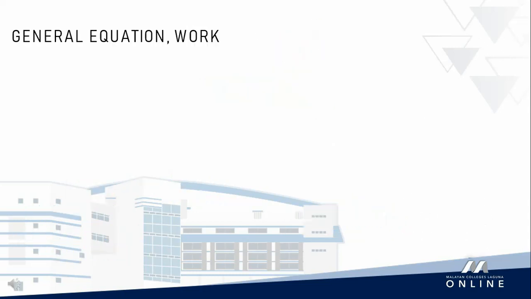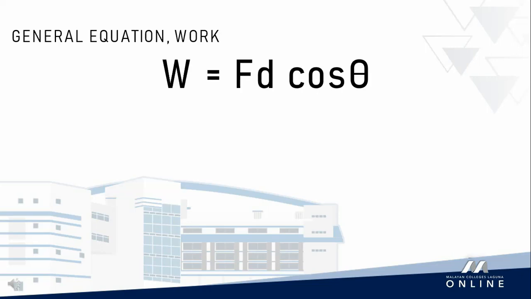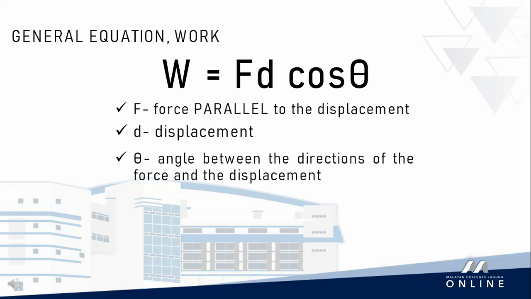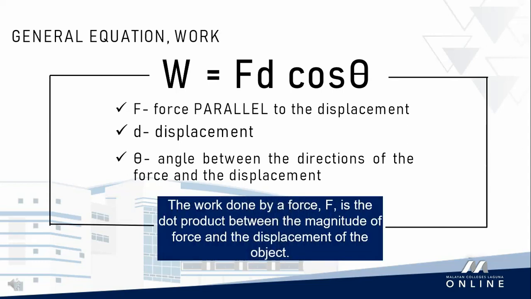In general, we state the equation for work as W is equal to Fd cosine theta, where F is the component of the constant force parallel to the displacement d, and theta is the angle between the directions of the force and the displacement. We can deduce from this equation that the work done by a force F is just the dot product between the magnitude of the force and the displacement of the object.